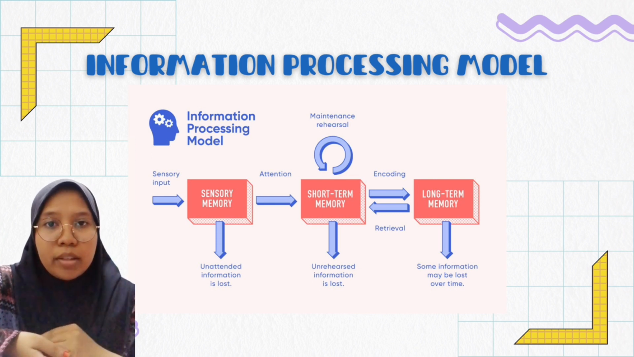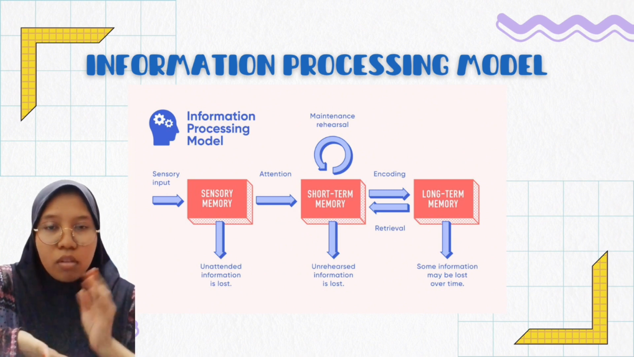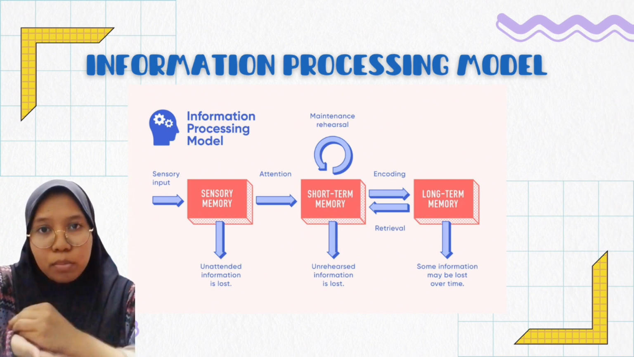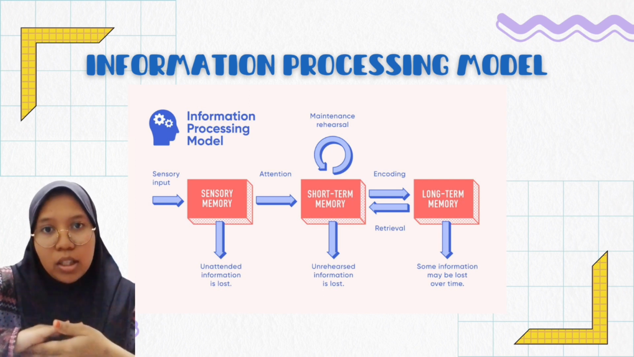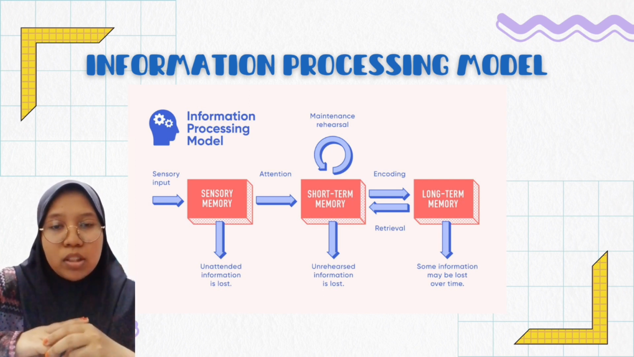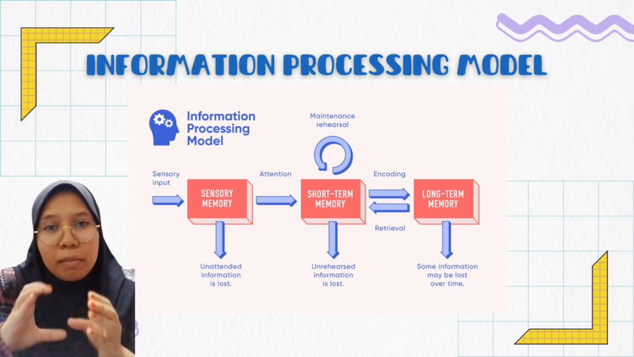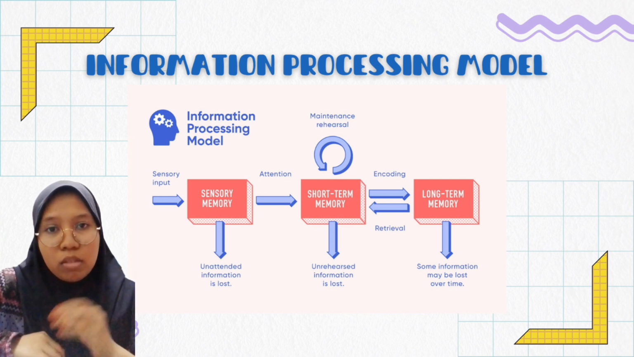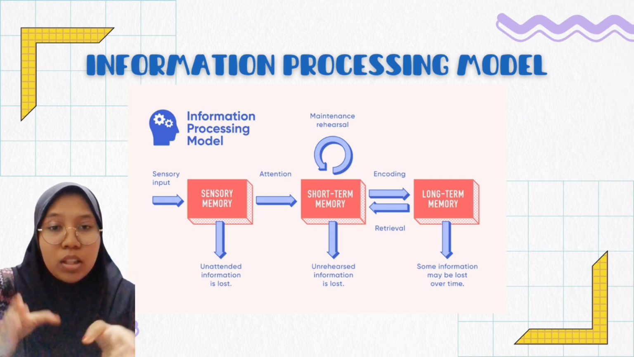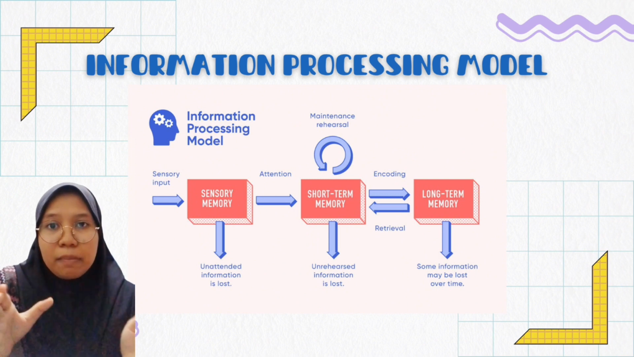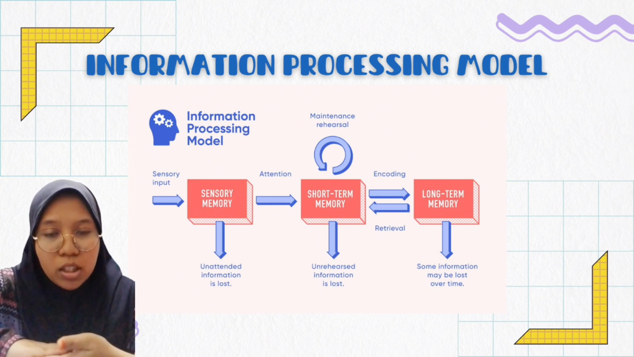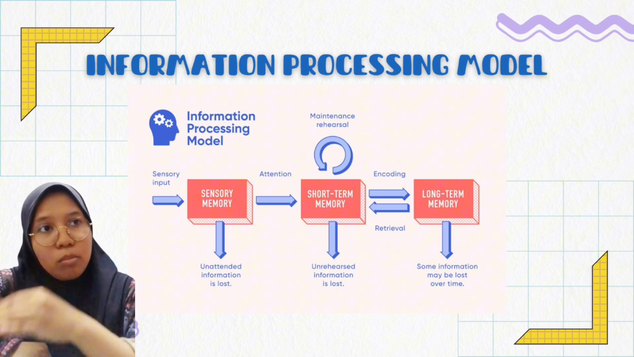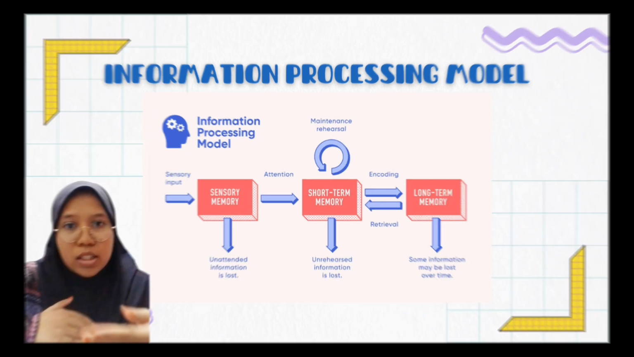After that, we go to encoding. Encoding is the process of converting information from sensory input into a form that can be stored in short-term or long-term memory. After that, it will go to long-term memory, which is the last part. Long-term memory is the permanent memory with unlimited storage capacity that holds information for a long period, potentially a lifetime. The last one is retrieval, the backward of the process, which is recalling stored information from long-term memory to short-term memory or directly into conscious awareness.